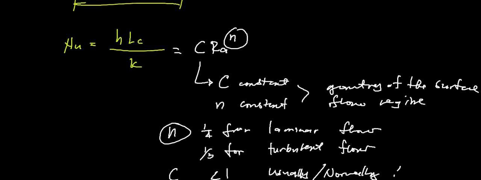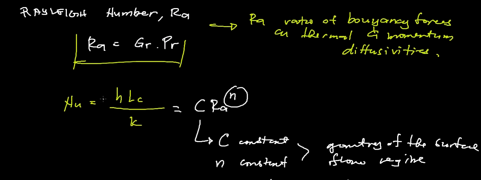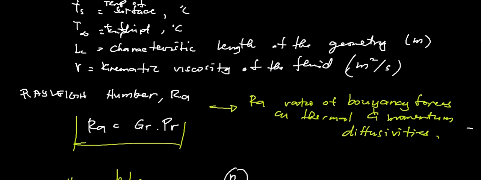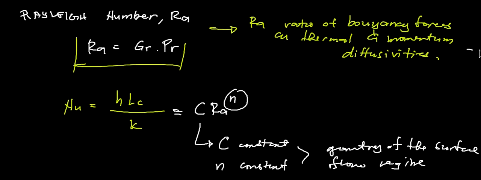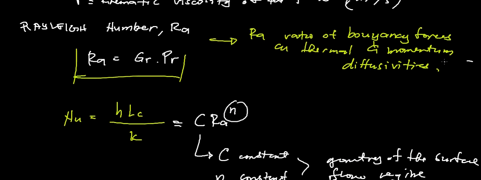So that's it. The relationship of the Rayleigh number to the Nusselt number, where the Nusselt number is equal to h Lc all over k, you can equate this to C Ra to the n, wherein C and n are constants, which depend on the geometry of the surface and flow regime. So that's all for the different dimensionless numbers, and in the next video we are going to tackle another topic, which is regarding the concept of what we call the boundary layer. Okay, so see you on our next video.